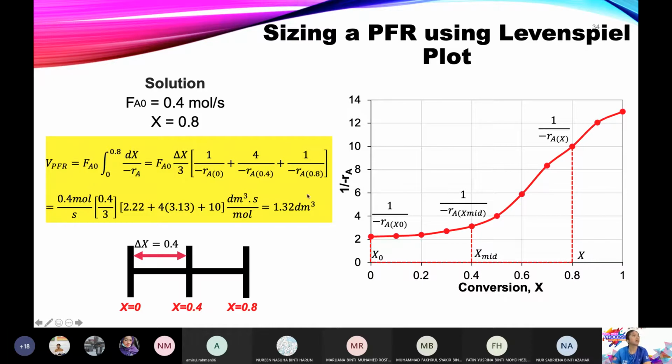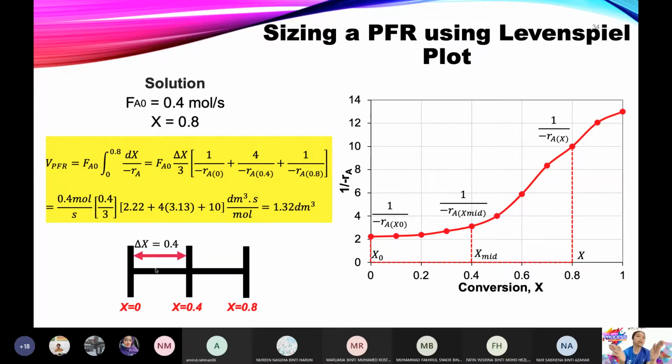Maksudnya, okay, kalau kamu tengok, layer pertama penyelesaian saya sama kan? Kita guna formula yang sama. But when you want to replace the value, you have to be very careful. Why? Okay, first FA0, 0.4 as given by the question. Your delta X is still the same, because the conversion is the same. The delta X will still be the same because it's the gap between first initial X to the middle X or middle X to the final X.